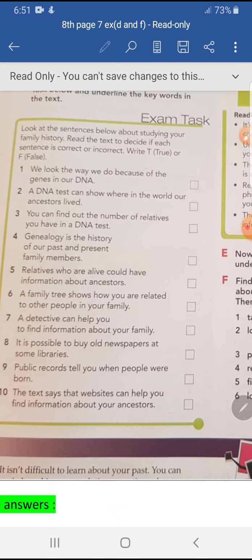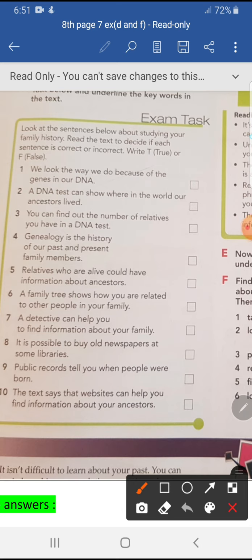Okay, so please write the answers in your book. Write it and don't forget to write it. So let's write it. Sentence number 1, true.